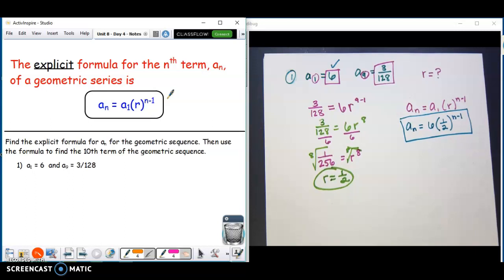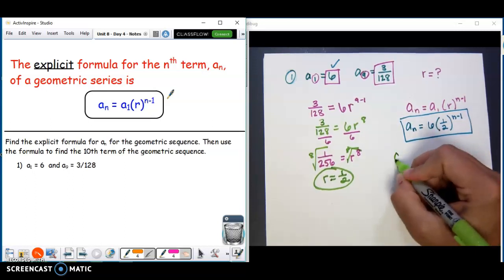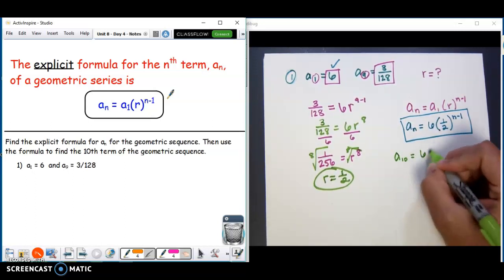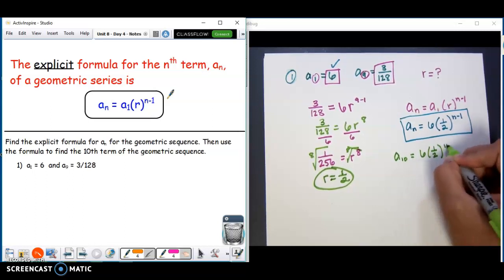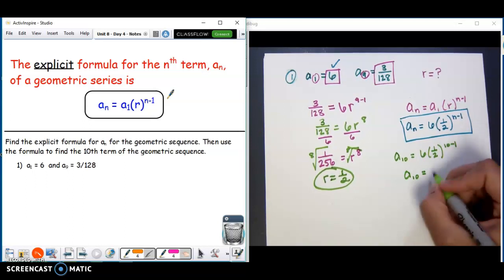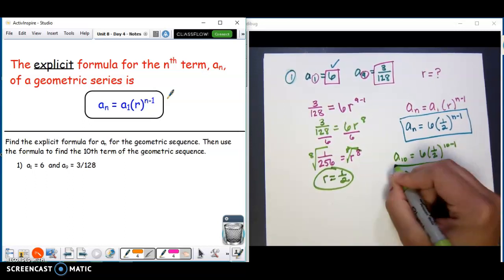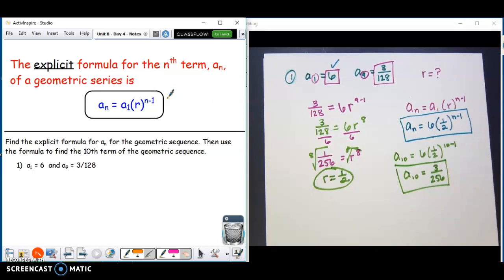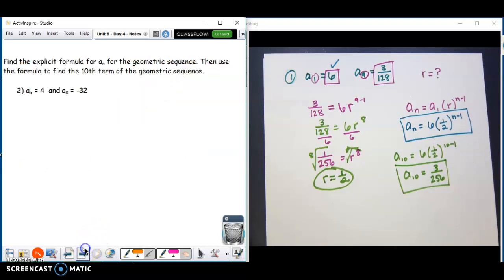It also asks you to find the 10th term. Because we have the explicit formula, we can just plug in 10. You can use your calculator for that, and you get 3 over 256. Very similar in the steps that you're going to do as it was with Day 3 in arithmetic. It's just that finding the ratio is a little bit different, and then you have a different explicit formula that you're going to use. So taking a look at the second one.